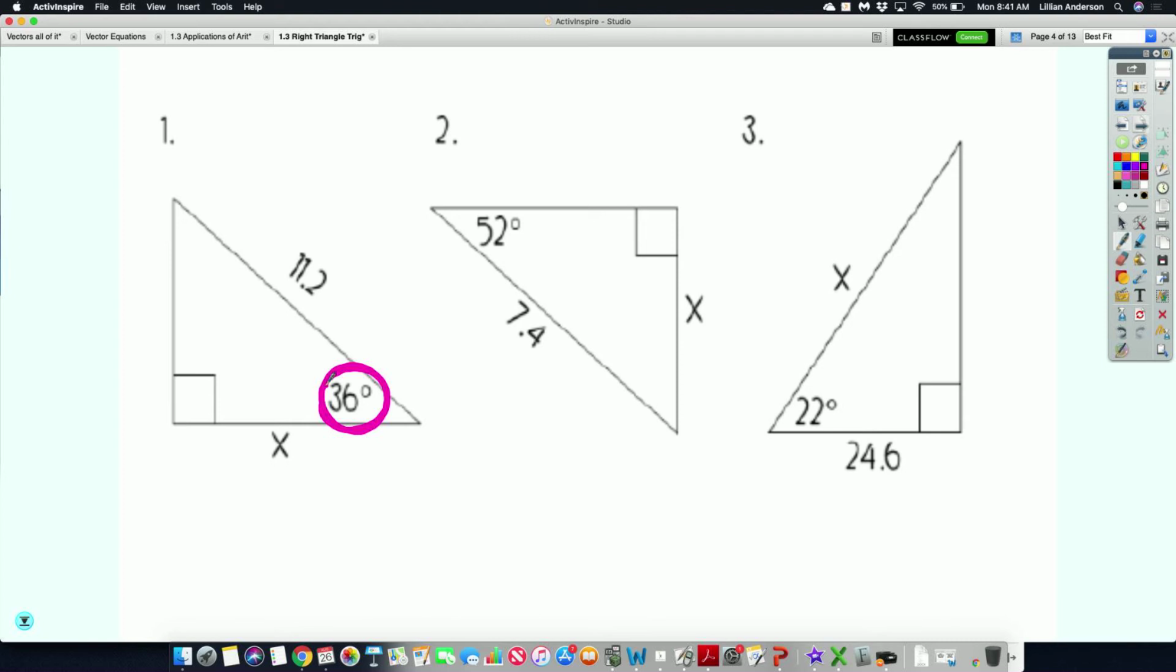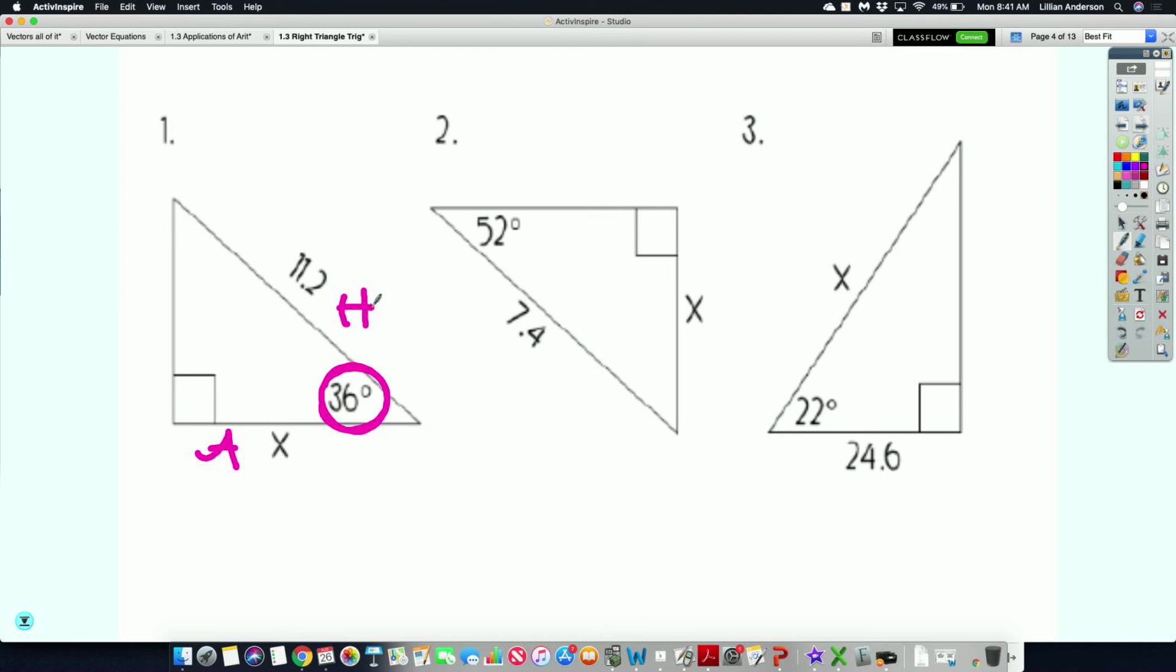Okay, X will be considered your what side? It would be adjacent. What does adjacent mean? It means next to. Okay, so this is the side that's next to the angle, but not to be confused with the hypotenuse. The hypotenuse is always across from the what? Right, the right angle. So this 11.2 is your hypotenuse.